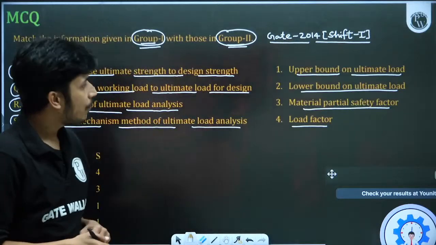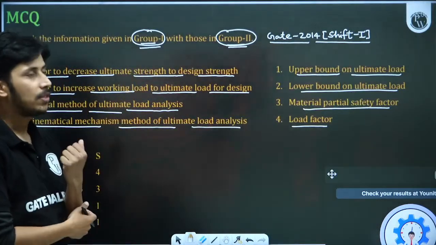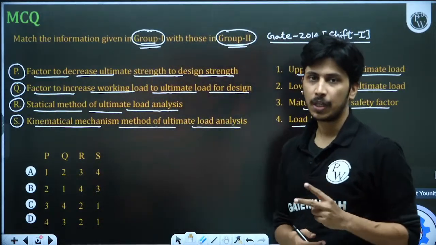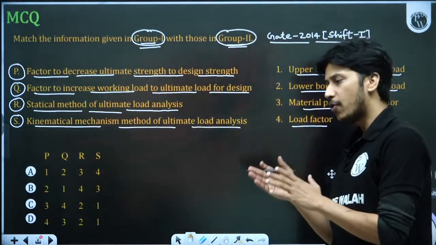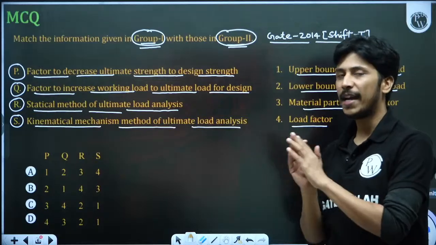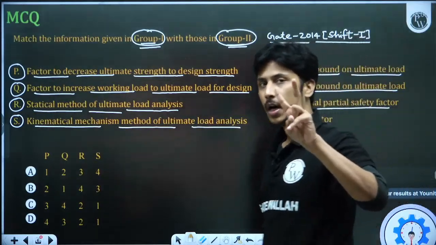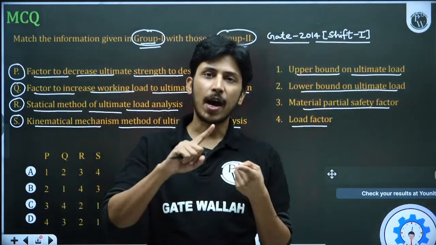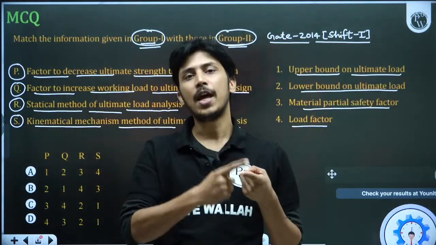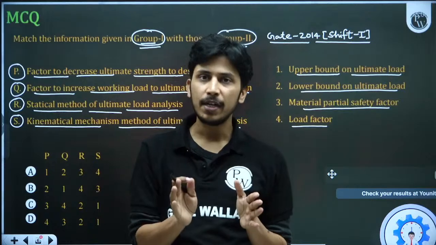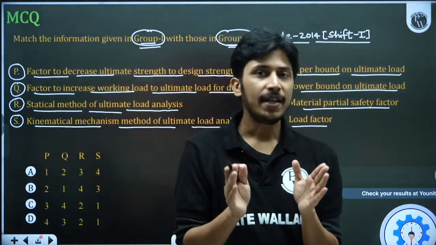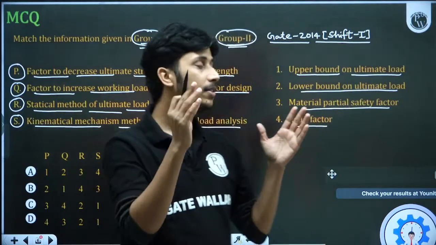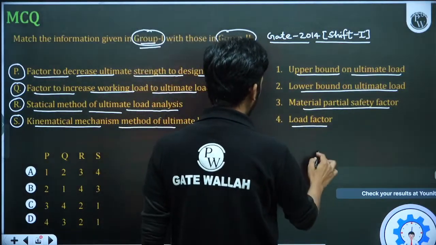So the main thing is that we first have to understand what the upper bound and lower bound mechanisms are. There are two approaches to the calculation of any collapse load. If you are talking about ultimate load design, or limit state design, or any design, there are two approaches to calculate the collapse load. In the first approach, you calculate the collapse load where the collapse is starting. Are you getting my point? Like a moment in a beam has reached 350 kilonewton meter. Now its top fiber has failed in compression.